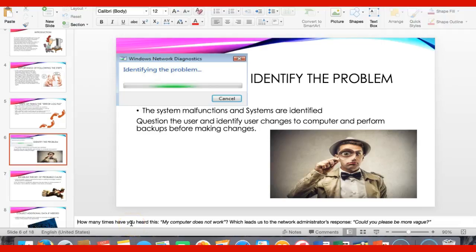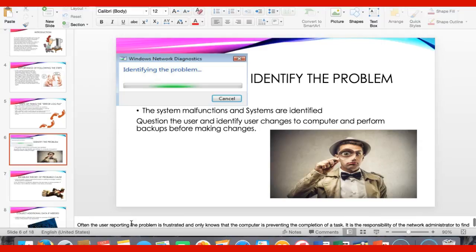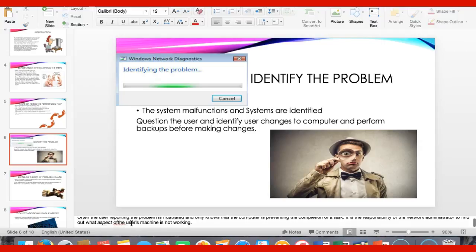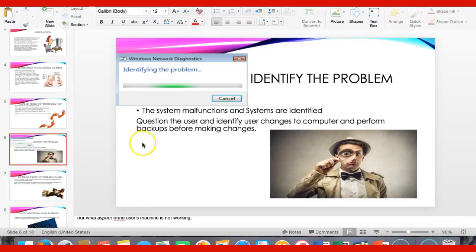So how many times have you heard this: oh, my computer will not work? Which leads to the network administrator's response: could you please be more vague? And often the user reporting the problem is frustrated and only knows that the computer is preventing the completion of a task. It is the responsibility of the network administrator to find out what aspect of the user's machine is not working. Instead of taking our own frustration out on them, we have to figure out what is truly not working.